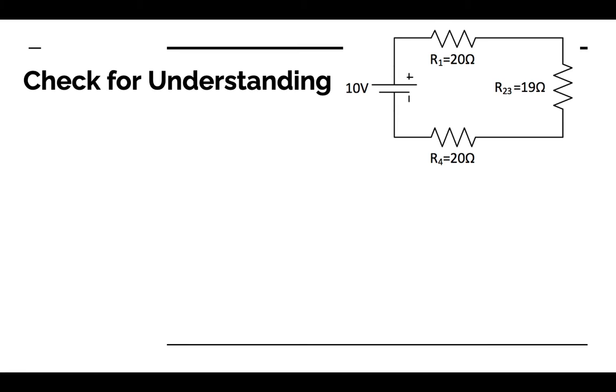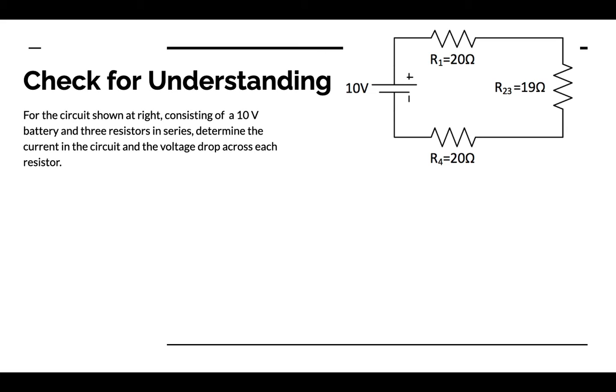Now, as our last check for understanding here, for a circuit shown at right consisting of a 10-volt battery and 3 resistors in series, determine the current in the circuit and the voltage drop across each resistor. So you have a 10-volt battery, you have 20 ohms right here, 19 ohms in R23, and then 20 ohms in R4. Do not be tripped up by the fact that this is called R23. You can call the resistors whatever name you want, so long as the math is tidy and organized. So pause the video here, and then when you're ready to go, please resume.